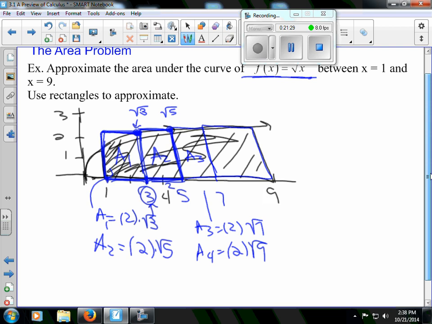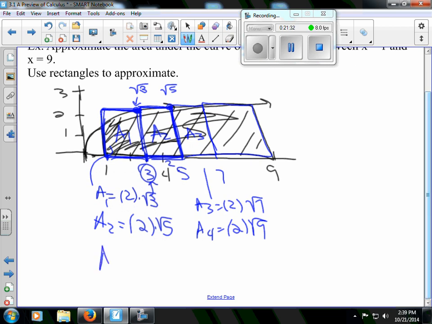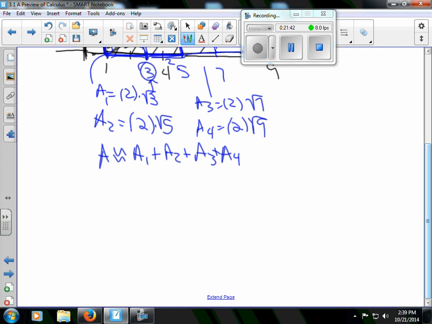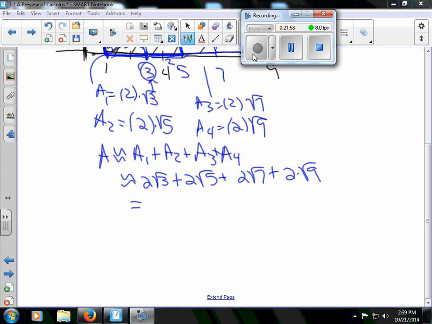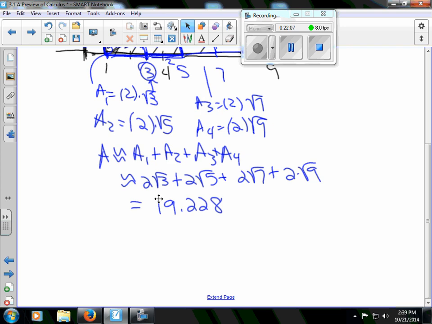And so altogether, if I add up these areas, the area is approximately those 4 areas added together. However, that's not the right answer. The right answer we have to use calculus for, but it is a somewhat good approximation. And we can calculate what that is, which is 19.228. So the area is approximately 19.228 square units.